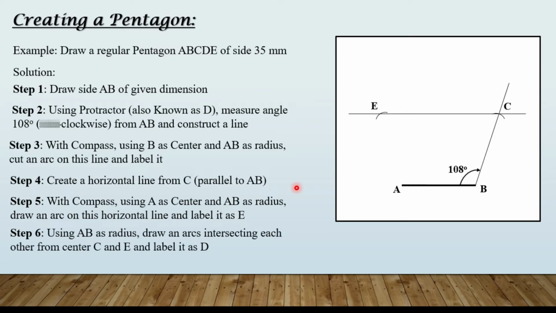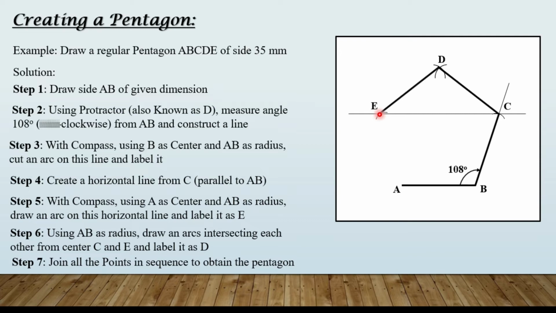Then using AB as radius, you have to draw arcs intersecting each other. You have to keep centers C and E. So keeping C as center, AB as radius in compass, you have to draw one arc. Then you have to keep compass at E, same radius AB in your compass, and cut this arc, label it as D. Now you have to join all the points in sequence. So AB is already joined, BC, CD, DE and EA. You have completed your regular pentagon.